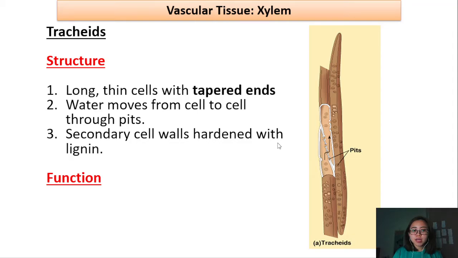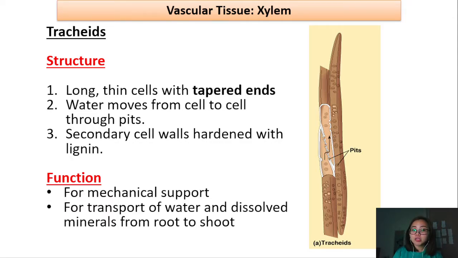They have secondary cell walls that are hardened with lignin. Okay, ada secondary cell wall, ada lignin. And the function of tracheids are for mechanical support and for transport of water and dissolved minerals from root to shoot. Akar akan serap air, air akan dibawa sampai ke daun-daun at the shoots. So the function of tracheids in xylem is for transport of water. At the same time, it can also provide mechanical support.